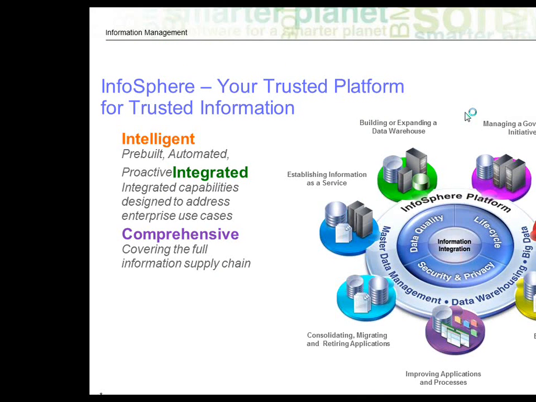Okay, now I can see the InfoSphere. We can see that. So I guess I'll just give people 2 seconds to look at the slide. So basically, like I was saying, at the center we have information integration. Surrounding that, we have features like data quality, lifecycle, and security and privacy. And finally, we have master data management, data warehousing, and big data.